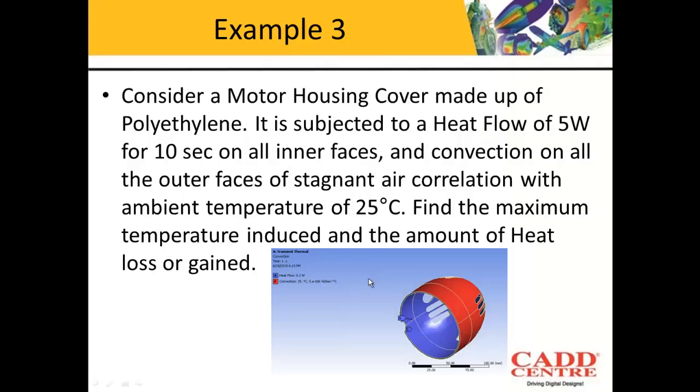Now the next example that we are going to study is a motor housing cover which is made up of polyethylene, and it is subjected to a heat flow of 5 watts for 10 seconds on all the inner faces. Okay, and the convection among the outer faces is of stagnant air, where the ambient temperature is 25 degrees Celsius. We are supposed to calculate the maximum temperature induced and the amount of heat lost or heat gained.